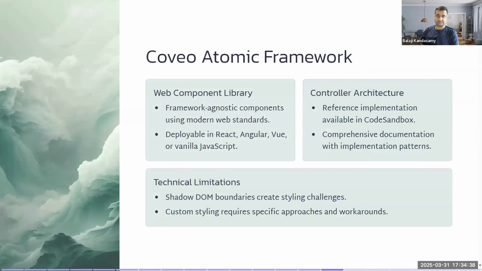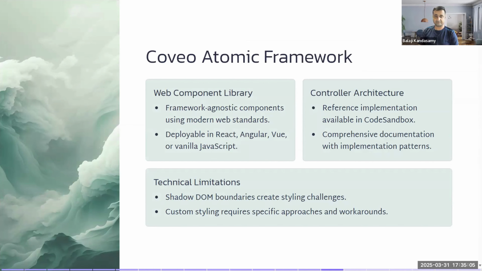Moving on to the next one, the Coveo Atomic framework. Coveo Atomic is more like a web component library, which is much more modular and the latest framework. It uses all the modern web standards. It's deployable in React, Angular, Vue, or even vanilla JavaScript. I'll quickly show you a demo of that, and there is comprehensive documentation on how this can be implemented.